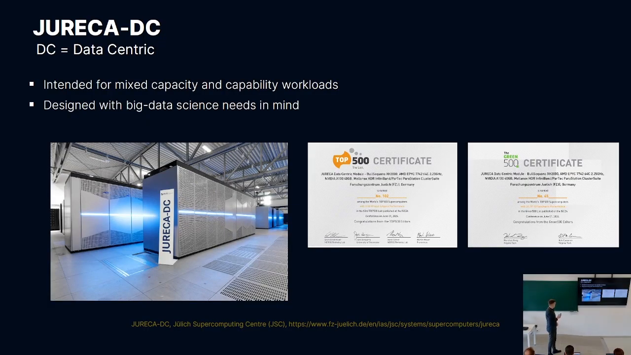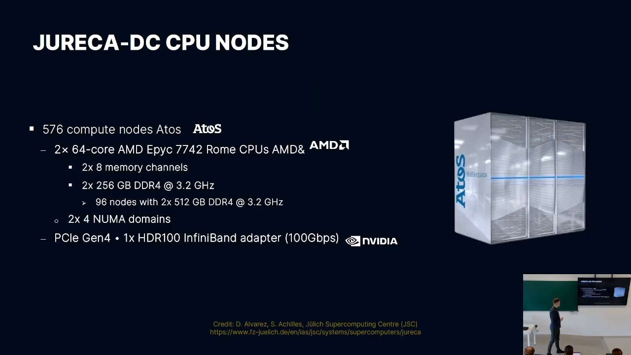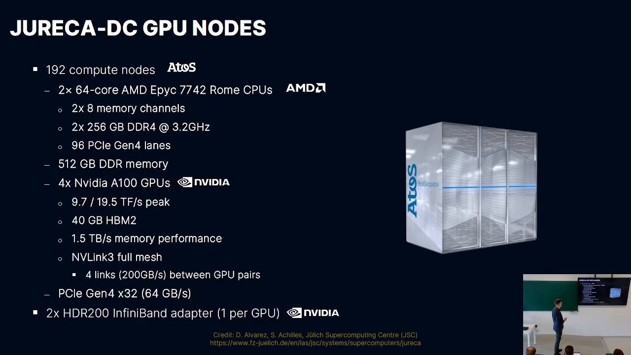So you will have access to Eureka DC. DC stands for data centric. This is intended for mixed capacity and capability workloads. It is now more like a system where we also test different architectures, different partitions. And here you see the recent certificate in the TOP500 and Green500. You will also have two kinds of partition here, the main partition mostly on CPUs, where you have more than 500 compute nodes based on AMD CPUs. So here you find the details. I think it's not really important.